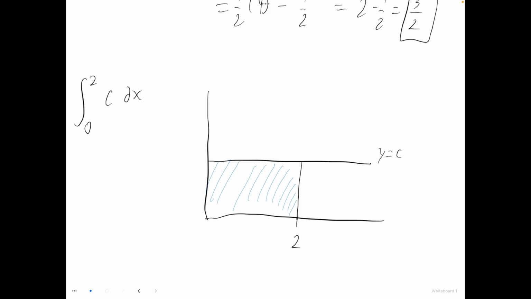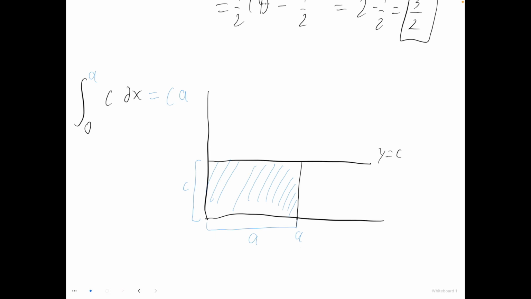But notice that is a rectangle. The base of the rectangle is 2. The height of the rectangle is c. And so this area is just going to end up being 2 times c. And in general, if I replaced 2 with any value, say a, then the base has length a, and the height is c, and so we get c times a.